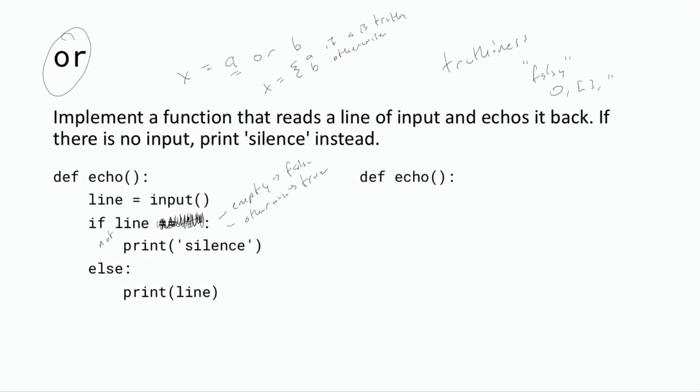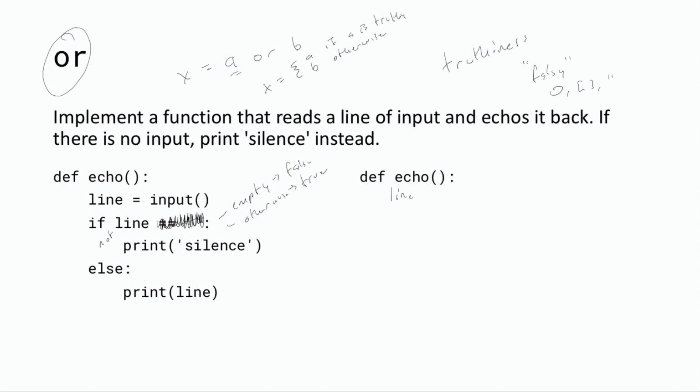We want to echo back the user's input, but if it's an empty string, aka if it's falsy, then we just want to print out the word silence instead. And so, now we can actually try and solve it. I'm going to first solve it in multiple lines, and then it's going to be very, very easy to collapse it down into a single line.